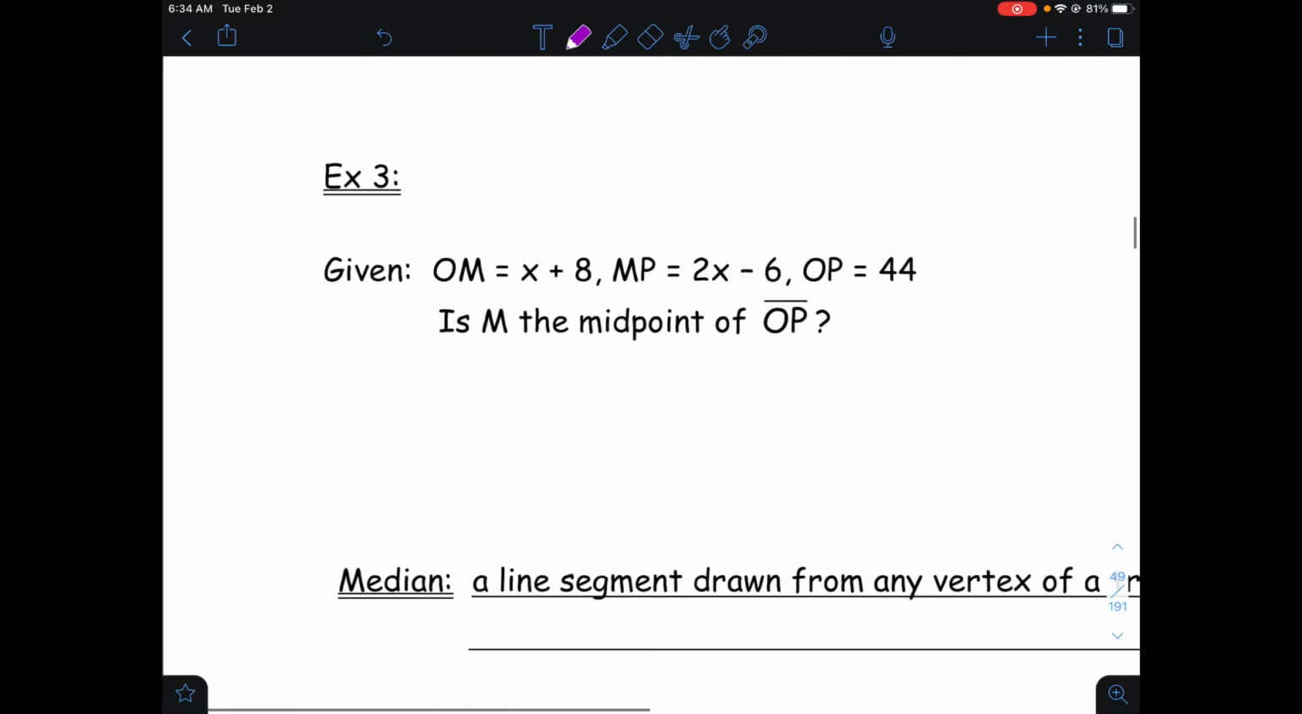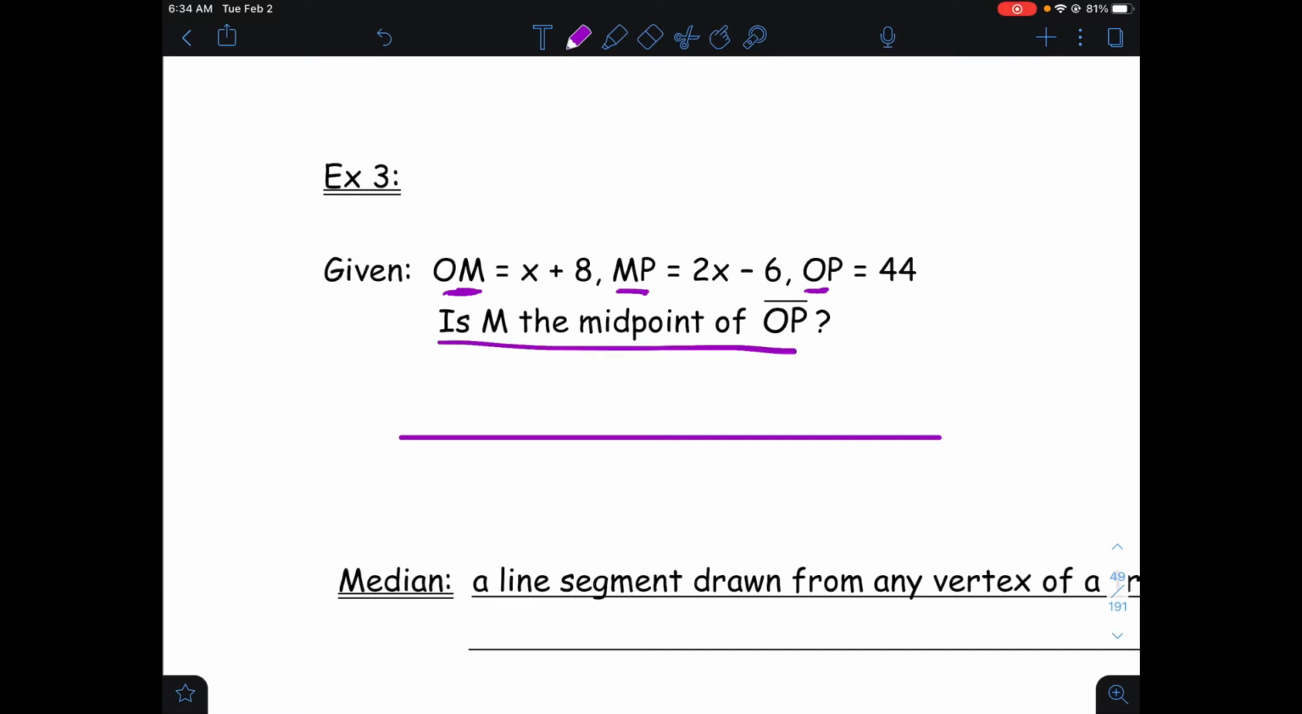Next, it says given that OM is x plus 8, MP is 2x minus 6, and OP is 44, is M the midpoint of OP? So let's go ahead and write this out here. You kind of have to look at the information given so that you can draw a picture. This is kind of confusing. It's like, where does the P go? Where does the M go? What's going on?